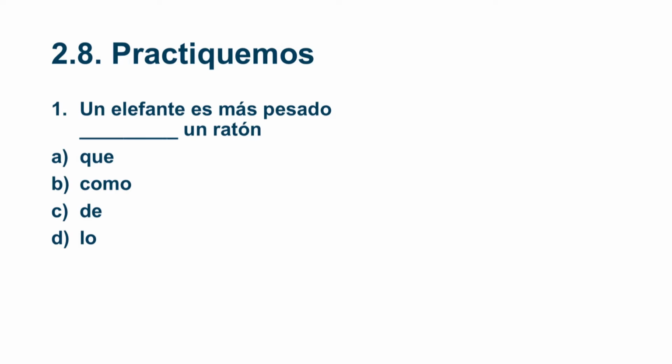Now, after learning about gender, number, adjectives, superlatives, adverbs, and comparison, we are going to do the following exercises. So, come with me and look at these texts. Un elefante es más pesado que un ratón. This is an unequal comparison. Más que. That's the formula. Pesado, in this case, it's an adjective.